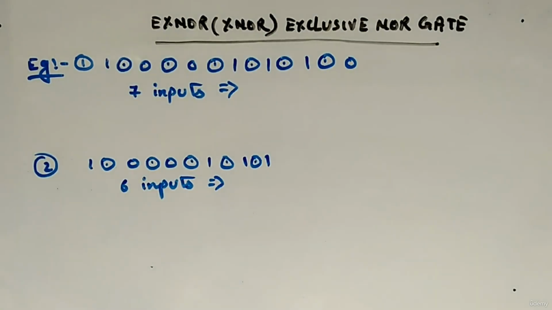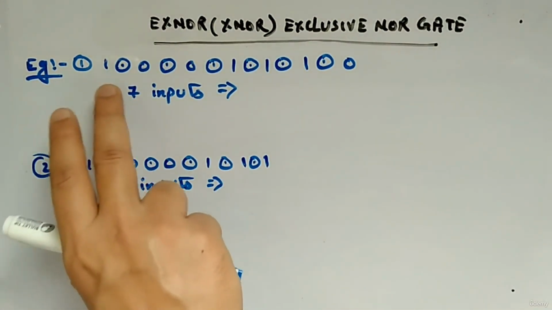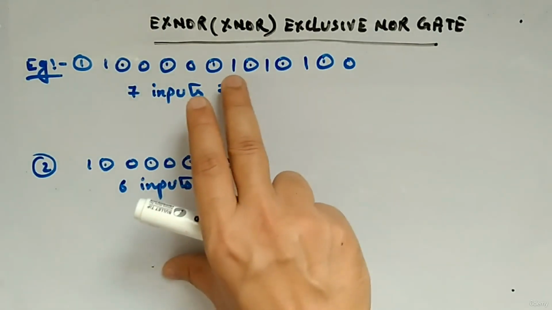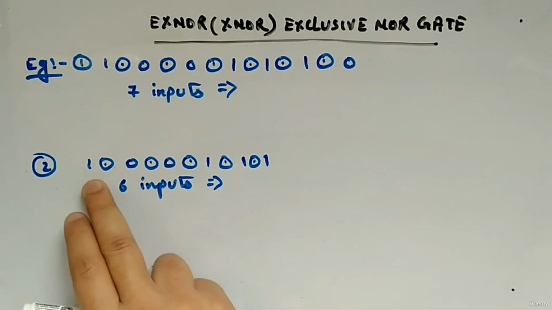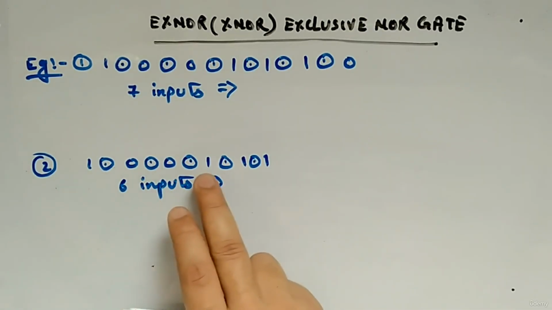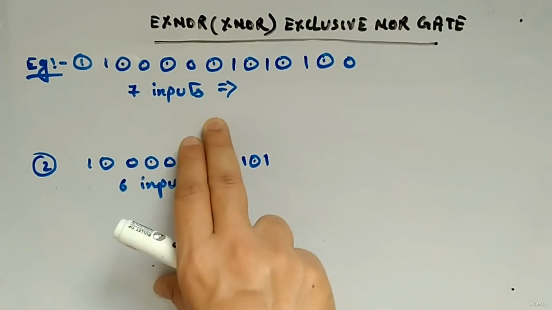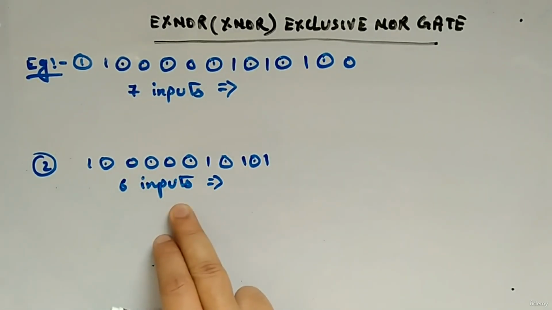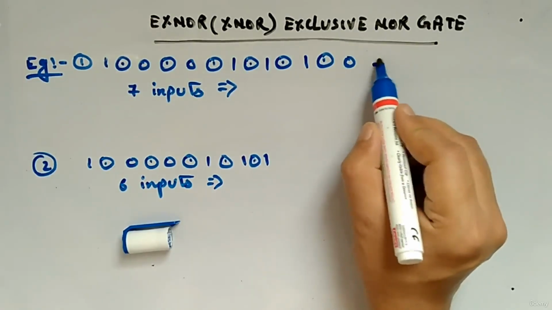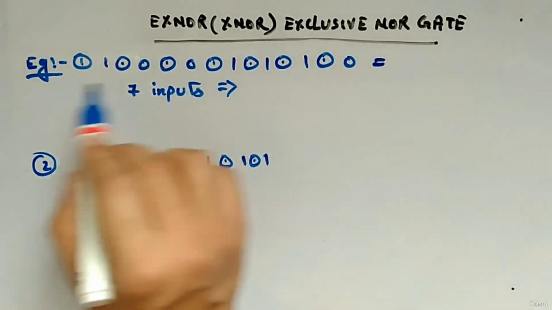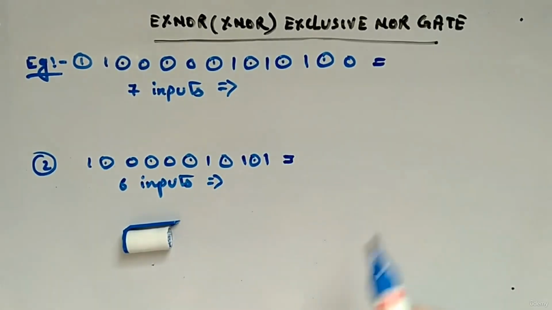Okay, let's look at an example here. First example, second example. Here you can see 1 XNOR with 0, XNOR with 0, XNOR with 1, XNOR with 1, XNOR with 1, XNOR with 0. And here 1 XNOR with 0, XNOR with 0, XNOR with 1, XNOR with 1, XNOR with 1. Here there are 7 inputs, here there are 6 inputs. So we have to calculate what the final output of each will be.